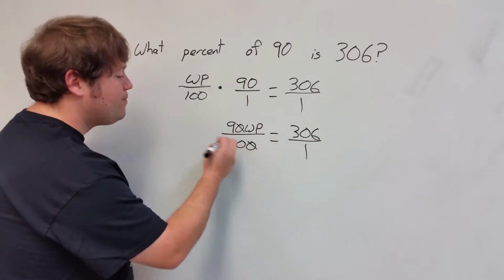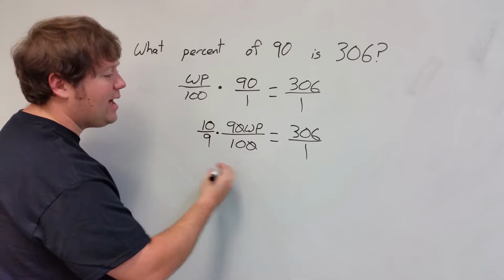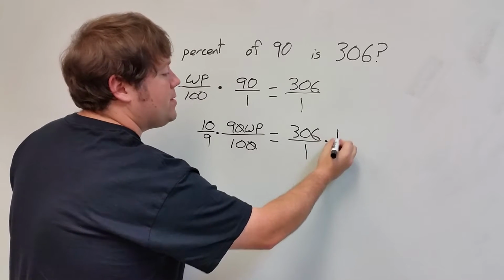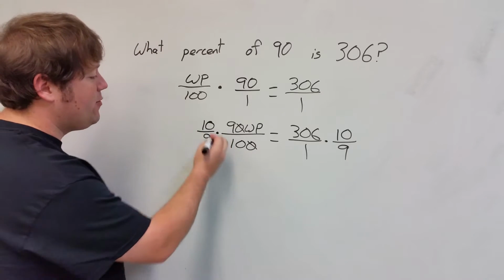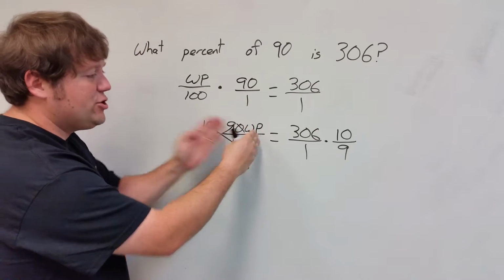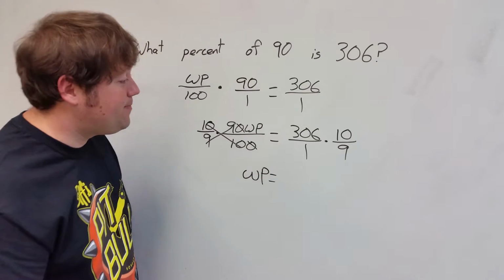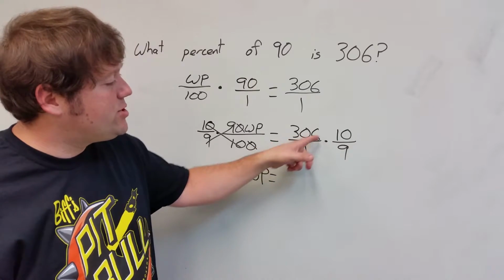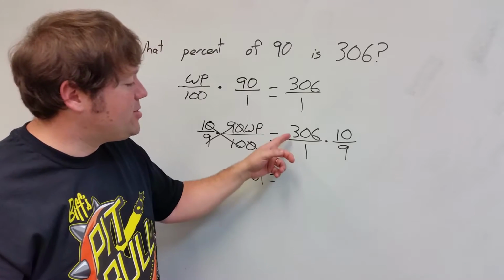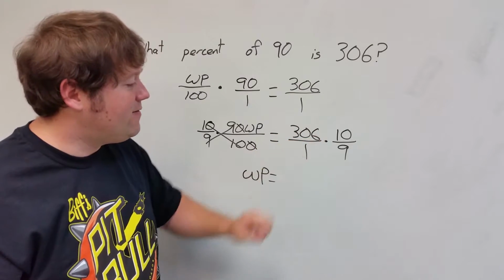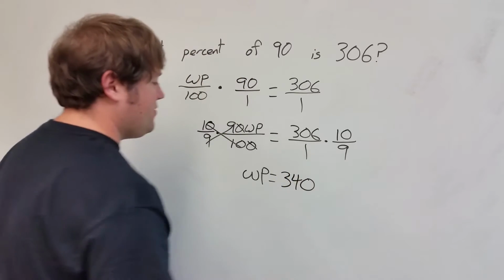And just like we did before, we're going to multiply by the reciprocal of that fraction, which is going to be 10 over 9. And over here, we'll also multiply by 10 over 9. And when we do that, good things happen over here. They cancel out, leaving just the variable, which is what we want. WP, what percent? And what percent equals 306 times 10 divided by 1 times 9. So it's actually going to be 3,060 divided by 9, which is down to 340 simplified.